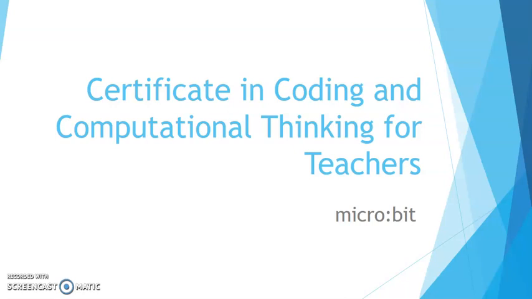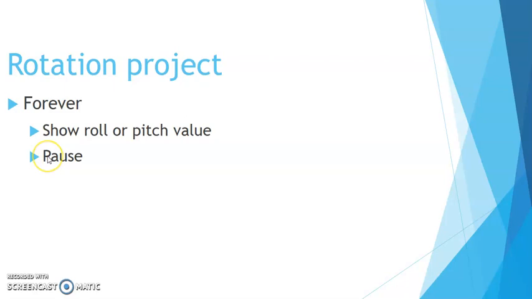So today we're going to look at some projects using additional inputs with the micro:bit. We're going to look at rotation, light level and compass heading. Our first project is going to look at rotation.